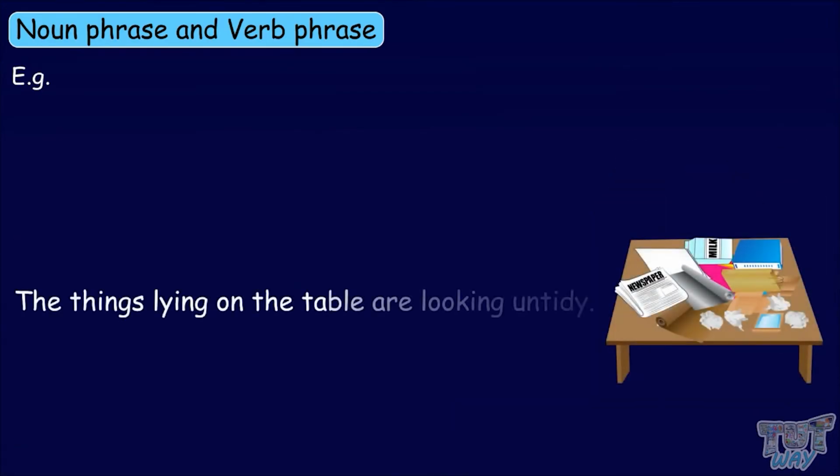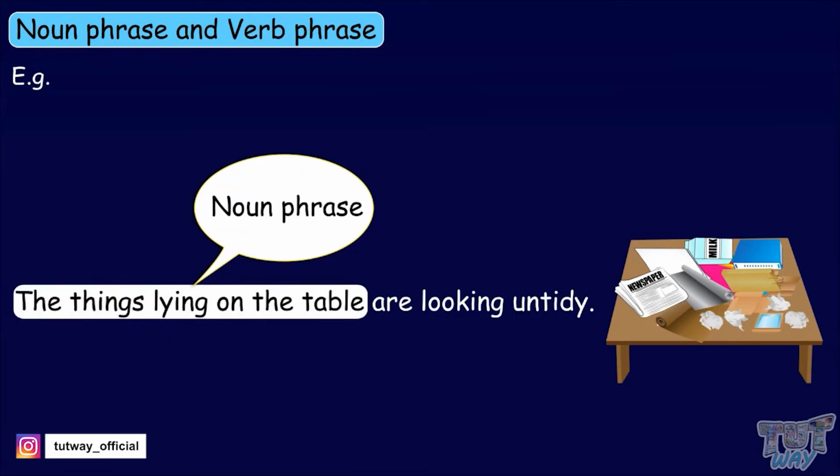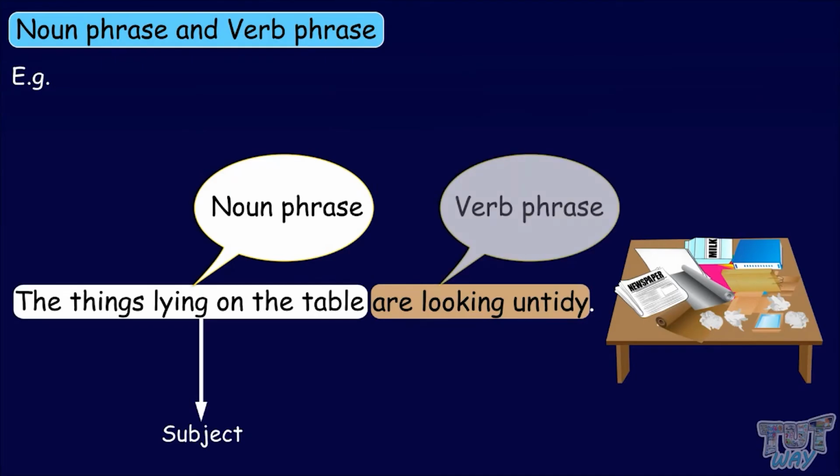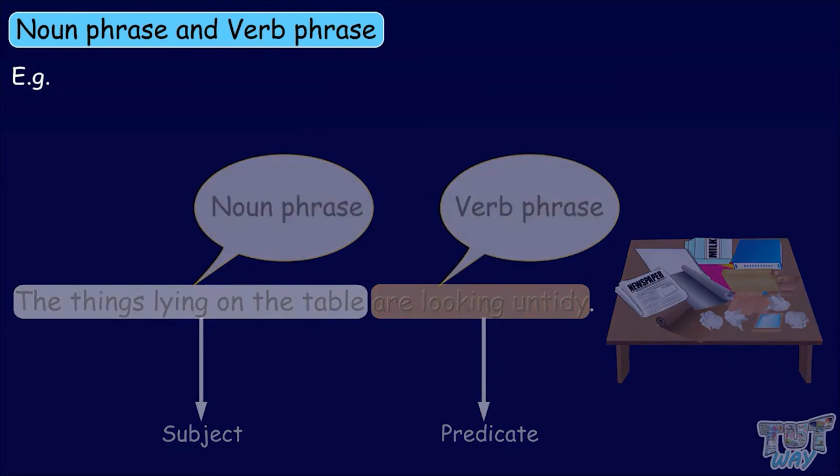The things lying on the table are looking untidy. The noun phrase here is things lying on the table, which also happens to be the subject of the sentence. The rest of the sentence, are looking untidy, is a verb phrase and also the predicate of the sentence.